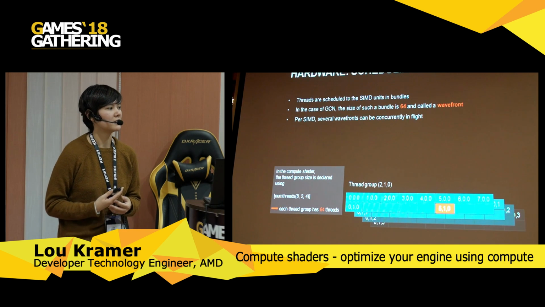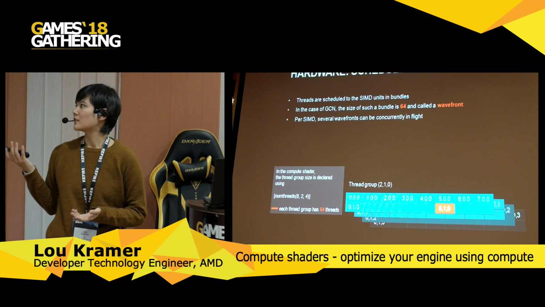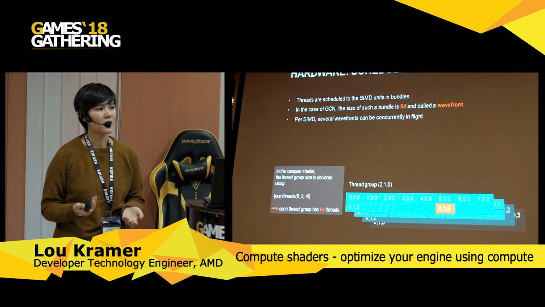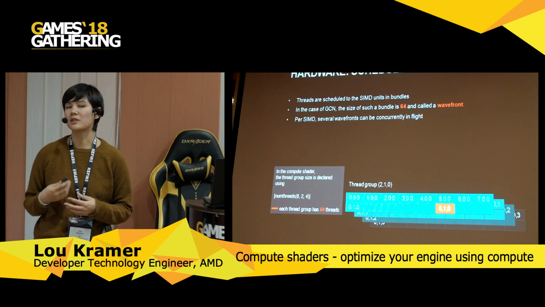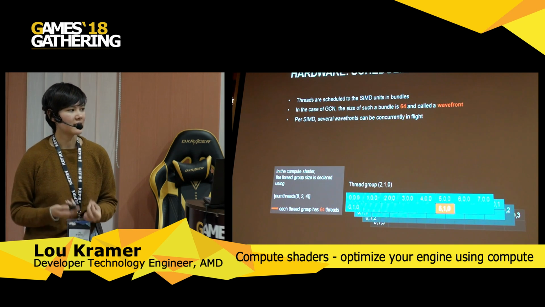It can vary. For example, on NVIDIA, it's usually a size of 32, and we call it a warp. In GCN, it's 64 in a wavefront. The number itself is not that important.